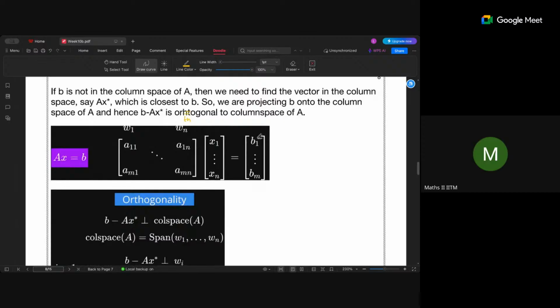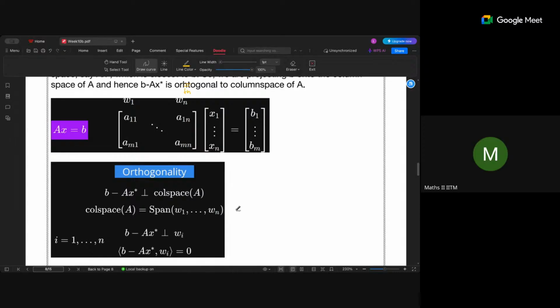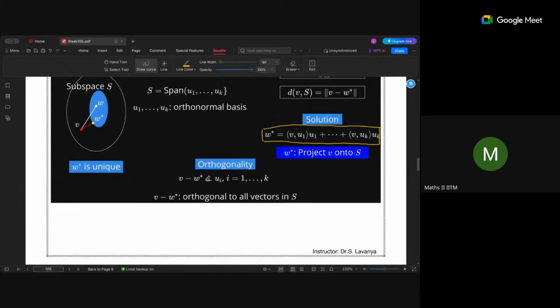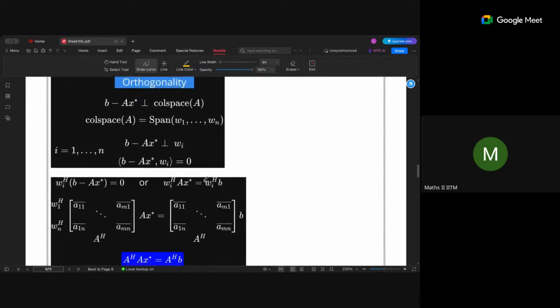So here you have Ax equal to b. What is the span for the column space of A? You take the columns themselves, w1, w2, up to wn, as the span for the column space. Now we know that b minus A x star is orthogonal to wi, because A x star is the w star for us. What is w star here? This is w star.